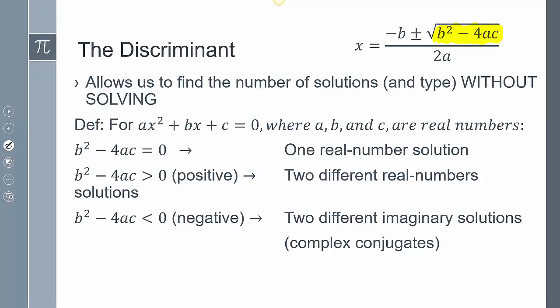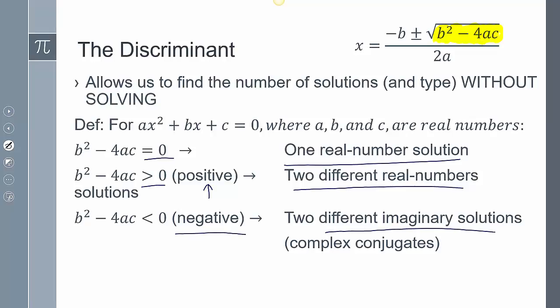So when you do this discriminant and your answer is 0, you know it's going to be one real solution. When you do the discriminant and it's greater than 0, which means it's positive, it's going to be 2 different real number solutions. And when you do your b squared minus 4ac and it's less than 0, which means that it's negative, you're going to get 2 different imaginary solutions or complex conjugates.